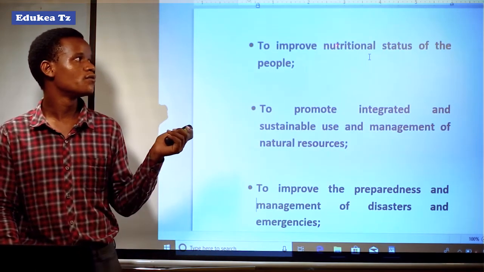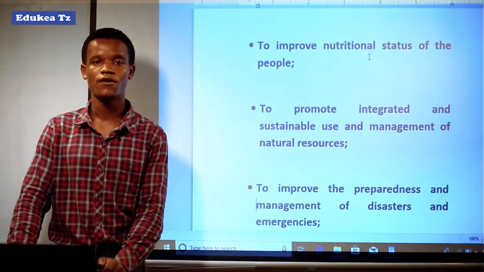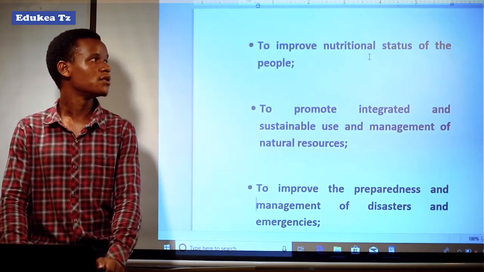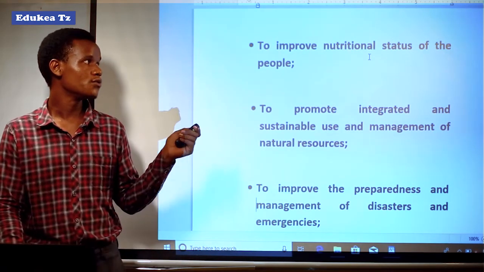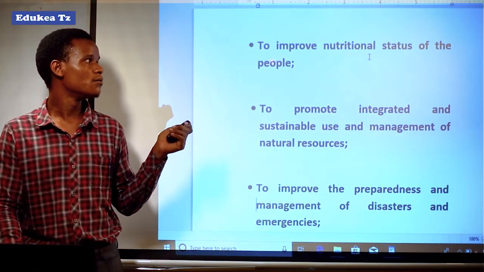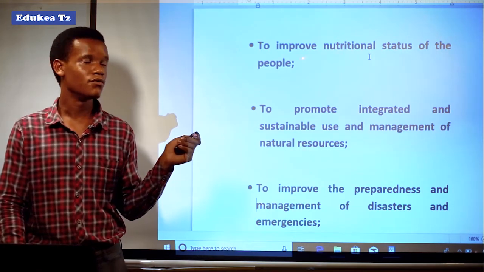Another is to improve the nutritional status of the people. When they prepare the nutrition of the people, they can do this by seeing that the population is balanced with those nutrition services. So by knowing that, it will be easy for them to balance the nutrition status of the people within the country.